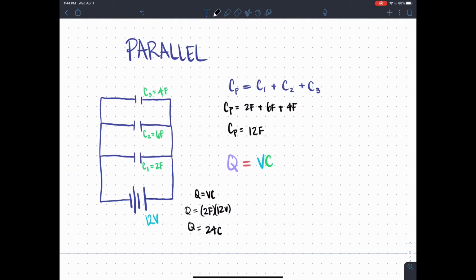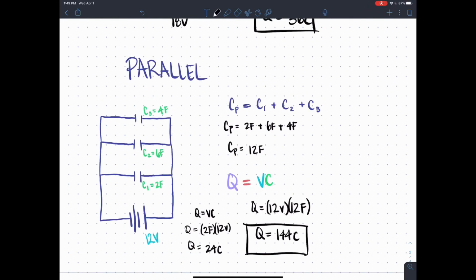And when we do this, now we can find the total charge for the whole circuit using the same equation that we used to find the charge for just one capacitor, Q is equal to VC. But in this case, we'll use the overall values: the voltage is still 12 volts, but this time we're multiplying it by 12 farads, because that's the total capacitance. And so the total charge that this whole circuit can hold is 144 coulombs in this example.